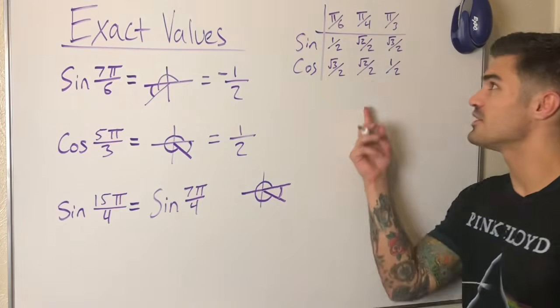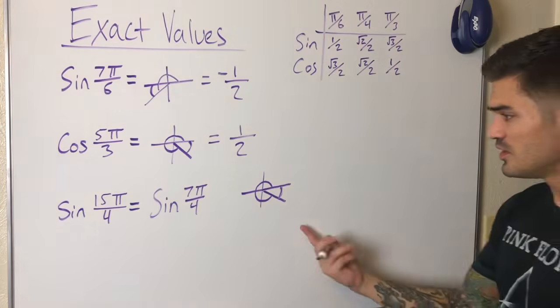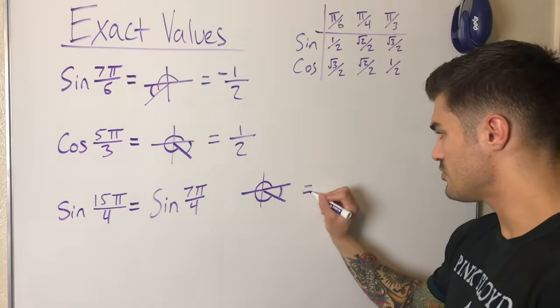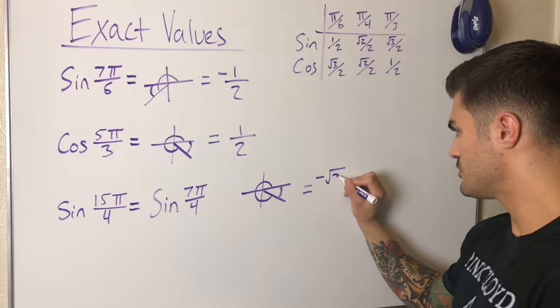Sine of pi over 4, I have that here on my table, that's root 2 over 2. Since we're in the fourth quadrant, we are going to be negative, so this is going to equal negative root 2 over 2.